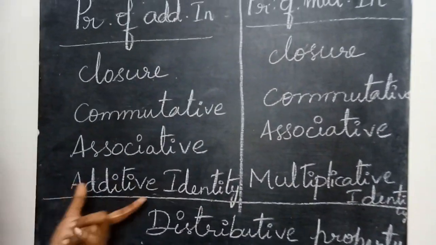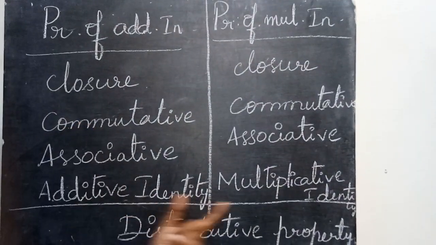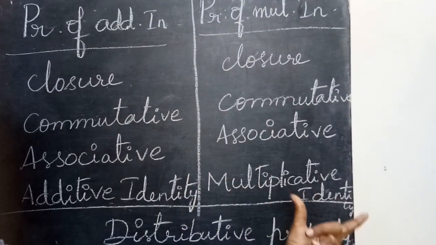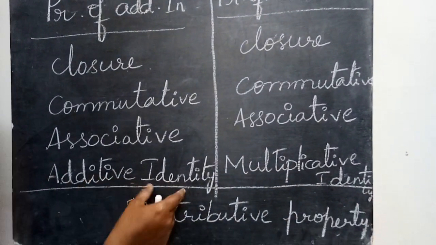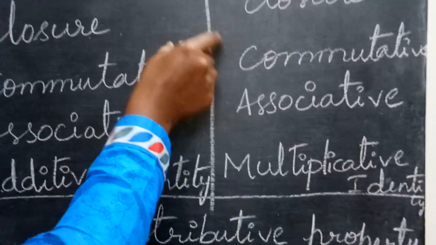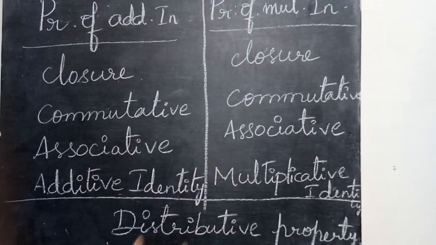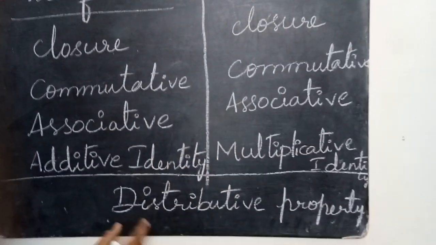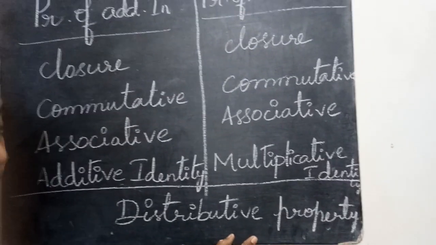And one more is additive identity in addition. Here it is multiplicative identity. See the difference? Here it is additive identity, here it is multiplicative identity. And for both addition and multiplication, here we have distributive property. Okay.